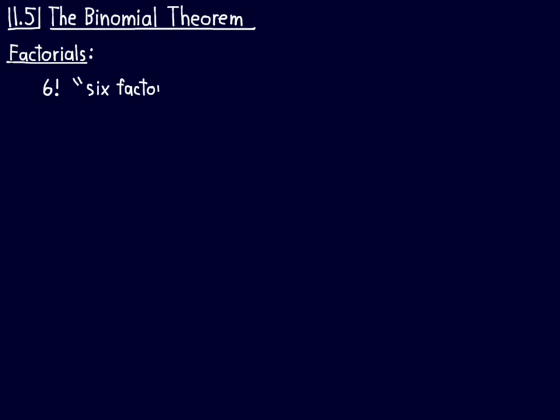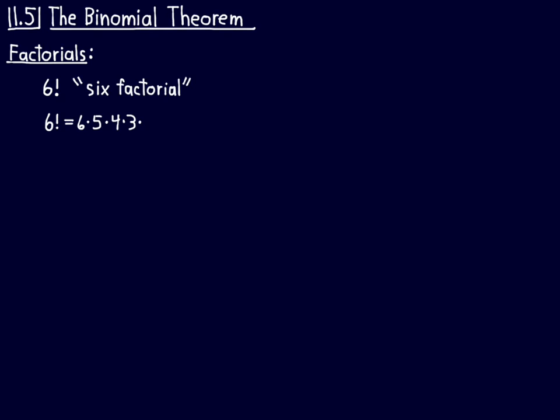So 11.5, this is our last section. It's called the Binomial Theorem. And the first thing you need to know in order to understand the Binomial Theorem is factorials. 6 with an exclamation mark after it is pronounced 6 factorial. So the exclamation mark is the symbol for factorial.